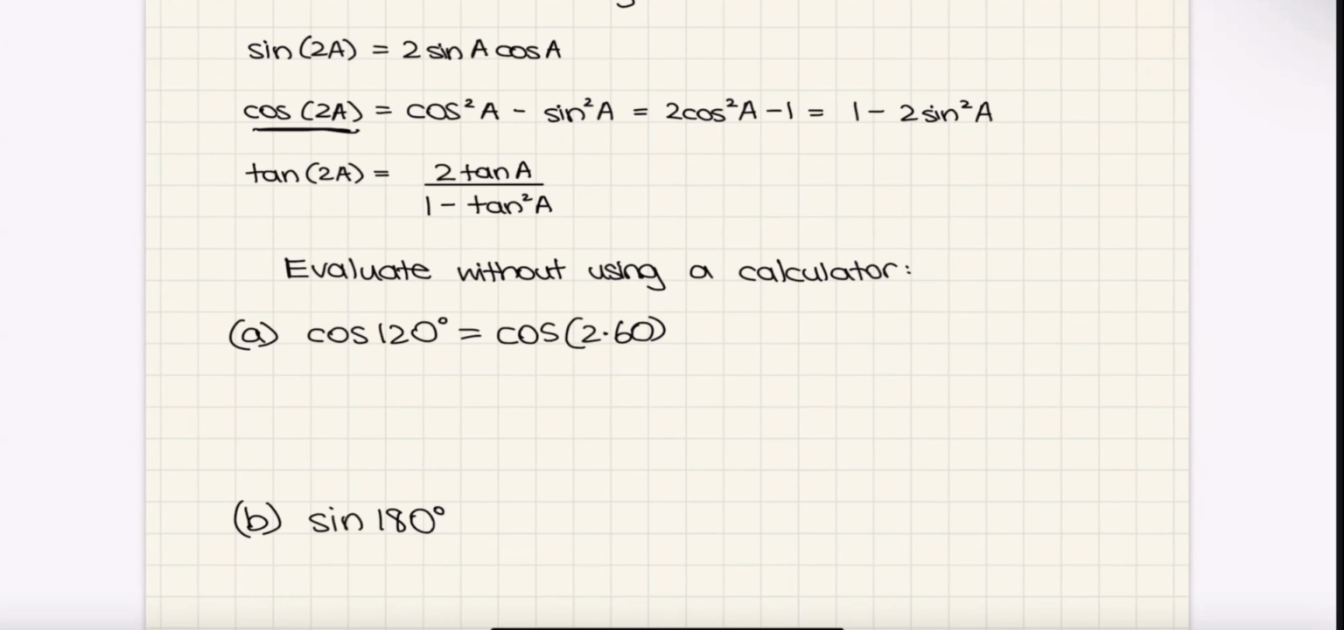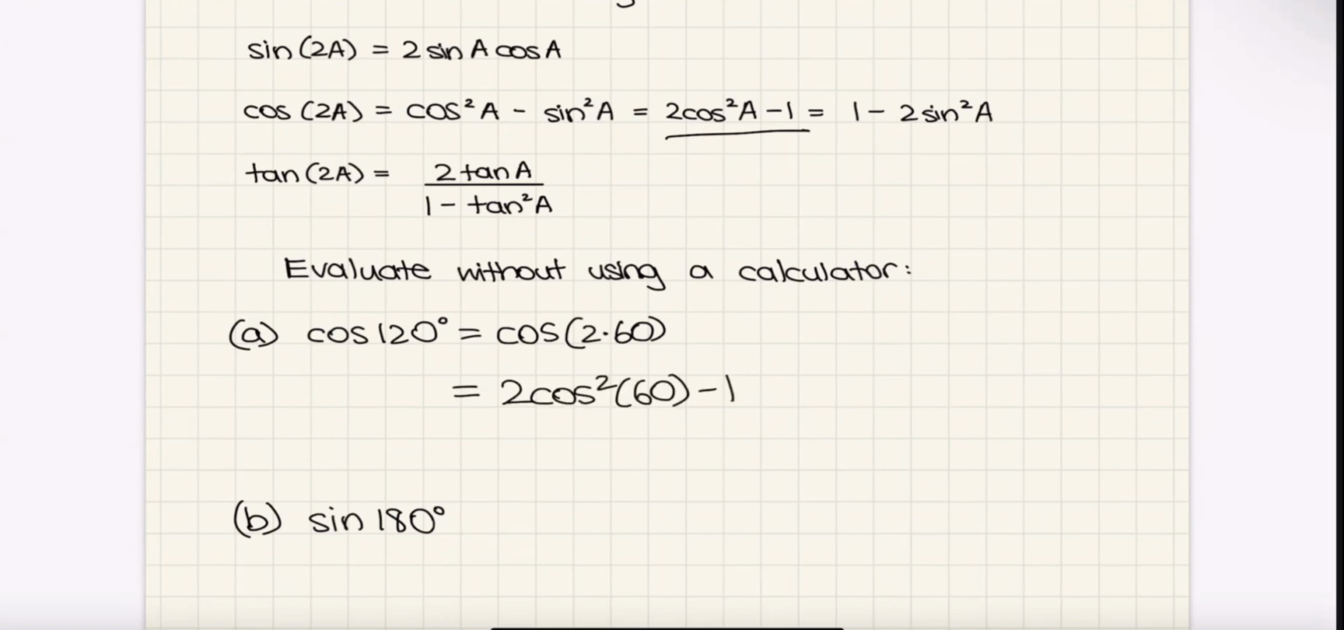And for cosine, there were actually three options we can use. Any of them will do. I am just going to arbitrarily choose the second one. However, you can choose any of the three and it will yield you the same final answer and is still just as correct. So therefore, this is equal to 2 cos squared 60 minus 1.